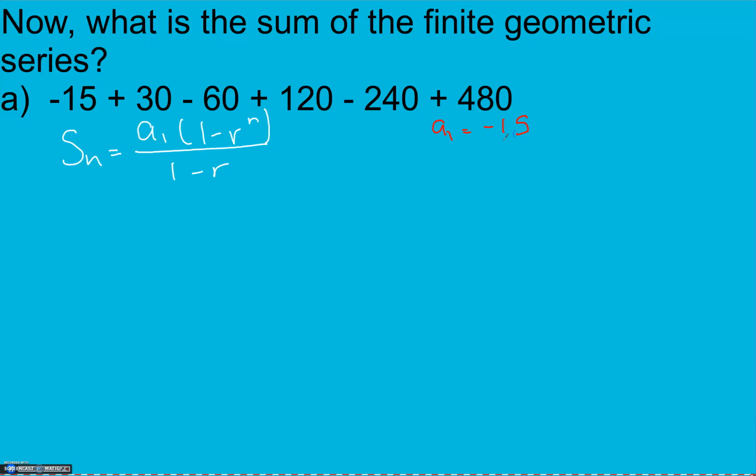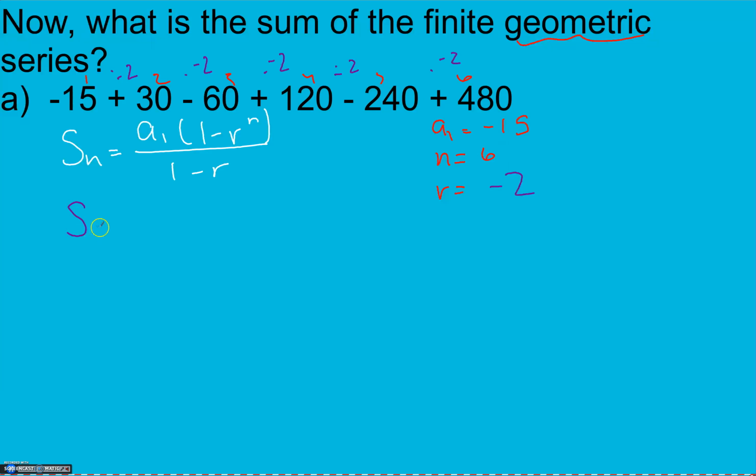Here it's negative 15. We need to know our number of terms. Here we can just count them. 6. And we need to know our common ratio. It says that they're geometric, which means it's going to be the same all the way through. We have all the numbers here, so we could check. Negative 15 to 30, we multiply by negative 2. 30 to negative 60 is times negative 2. Again, we multiply by negative 2, times negative 2, times negative 2. So our common ratio is negative 2.